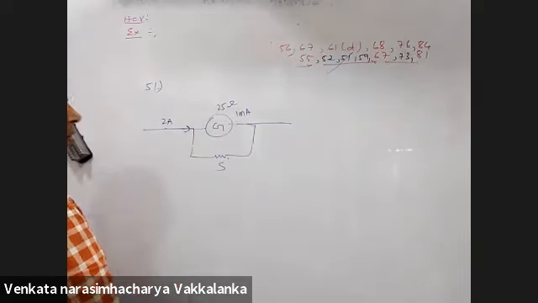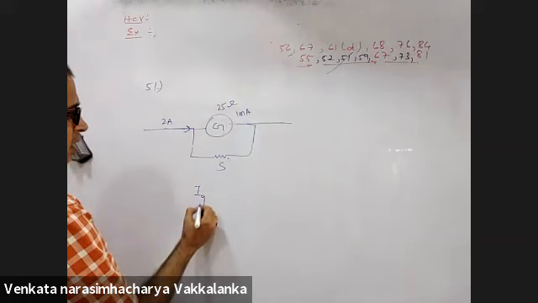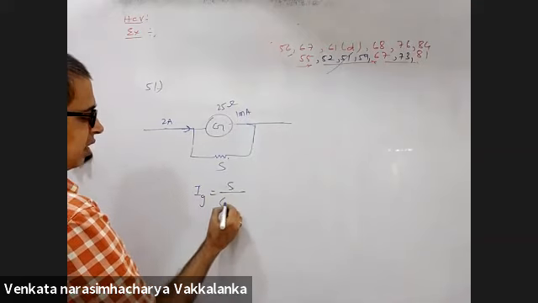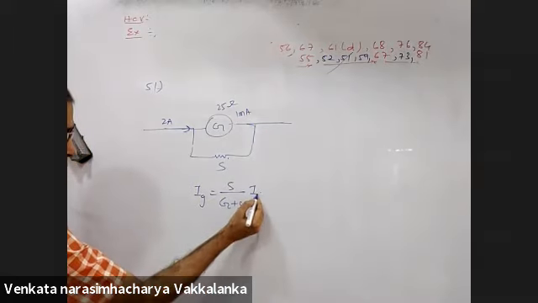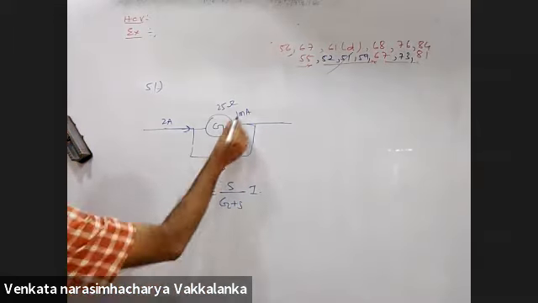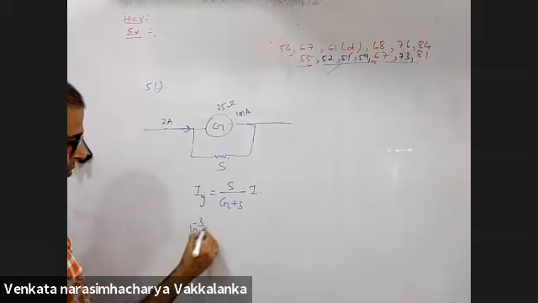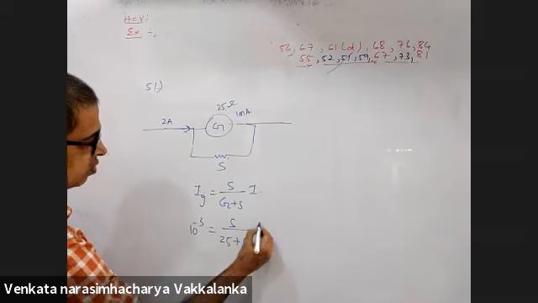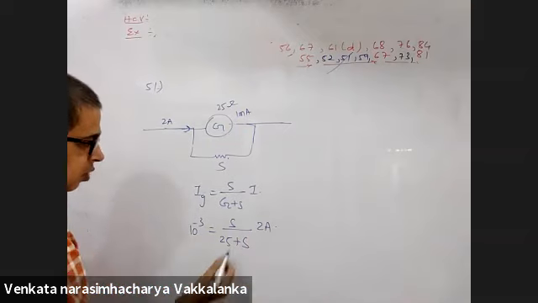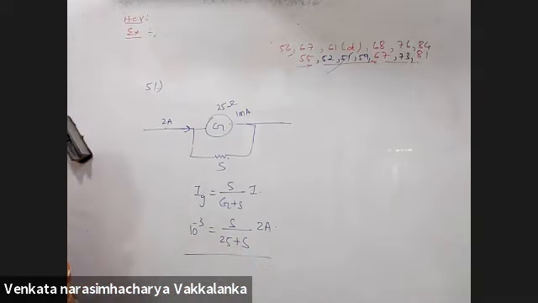IG is equal to S divided by (G plus S) into I. Now he gave IG as 1 milliampere, 10 to the power minus 3. S divided by (25 plus S) into I, where I is 2 amperes. From this we have to calculate S.